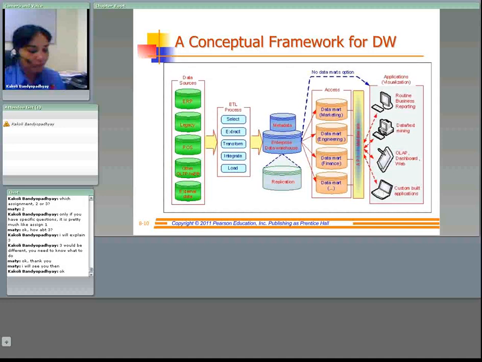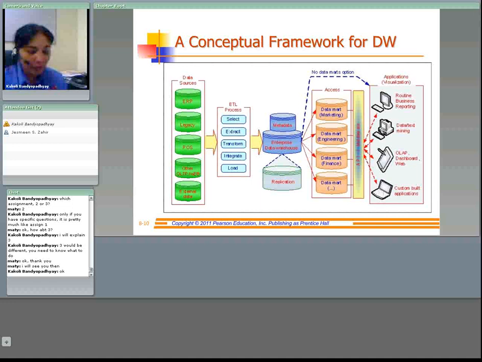What happens is, first, the data is imported from internal and external sources. Look at the sources. It can be internal sources like the company's ERP, legacy system, point of sale terminals, other OLTP web-based systems, or it can be from external sources. So the data then is extracted from those sources. It is cleaned and organized for consistency. Then it is loaded into the enterprise data warehouse.